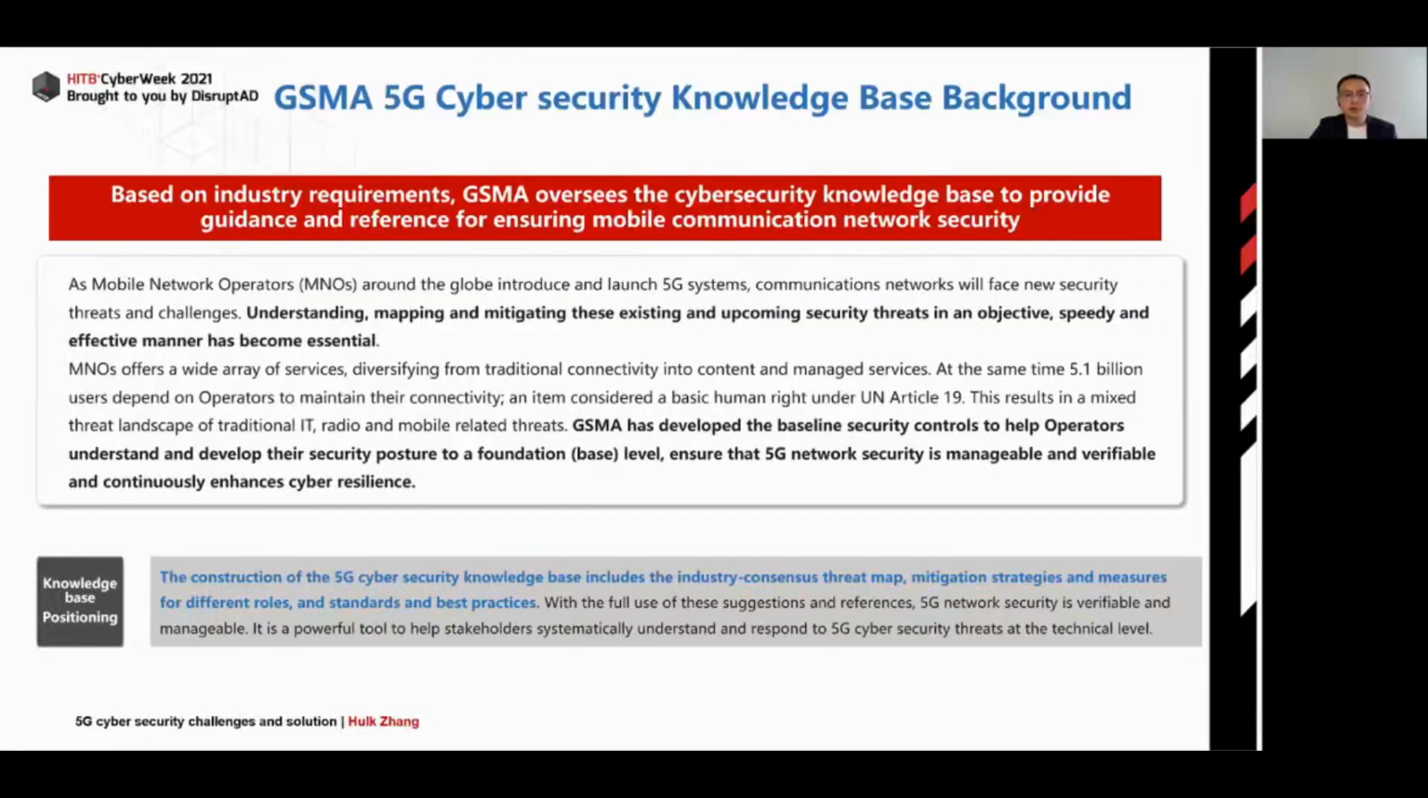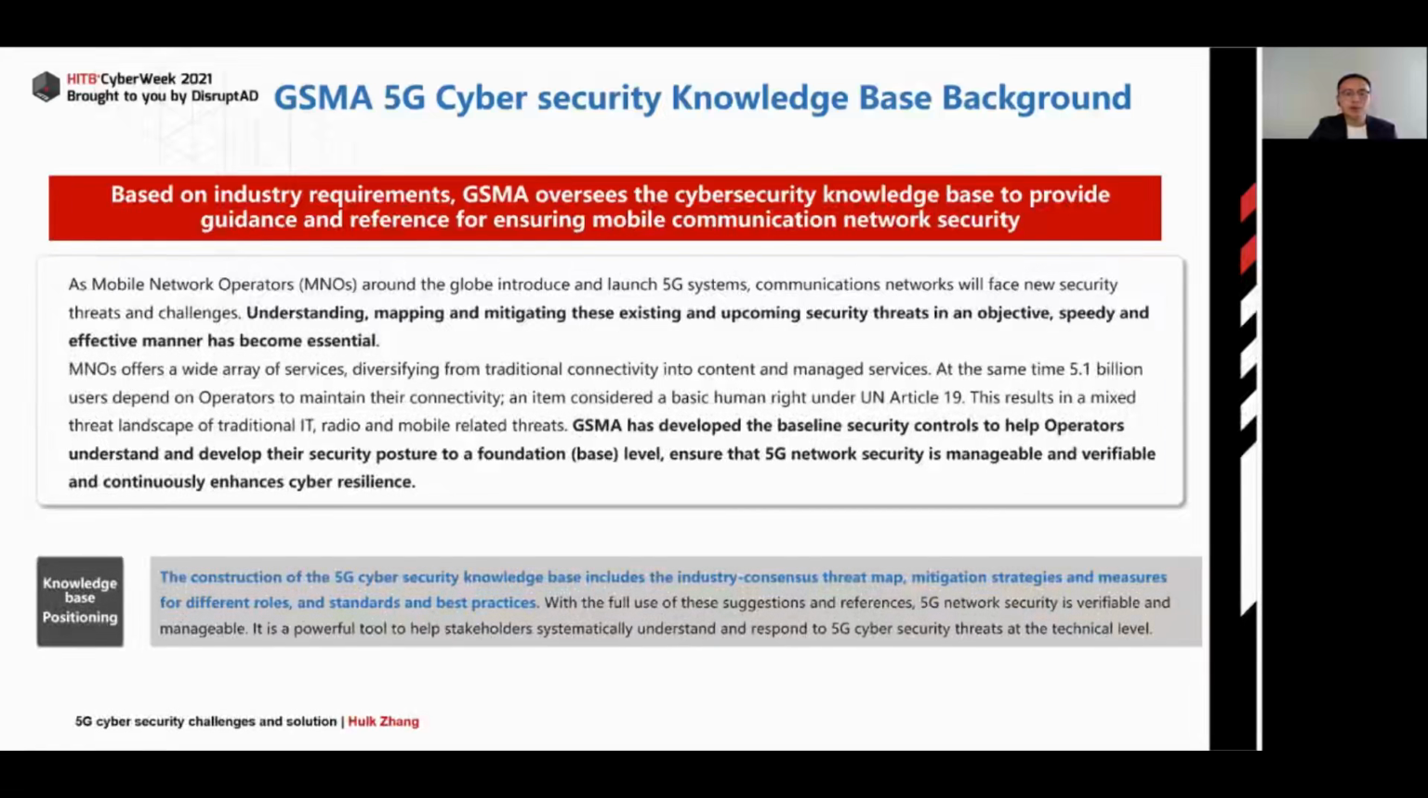has become essential. And also, GSMA has developed the baseline security controls to help operators understand and develop their security posture to a foundation level, ensure that 5G network security is manageable and verifiable, and continuously enhance cybersecurity resilience. And also the positioning of this cybersecurity knowledge base is to include the industry consensus threat map, mitigation strategies and measures for different roles, stakeholders, and best practices.